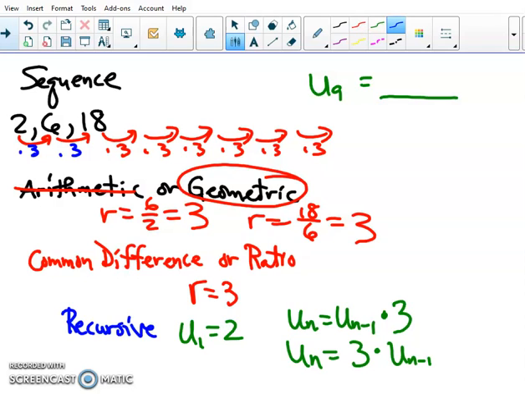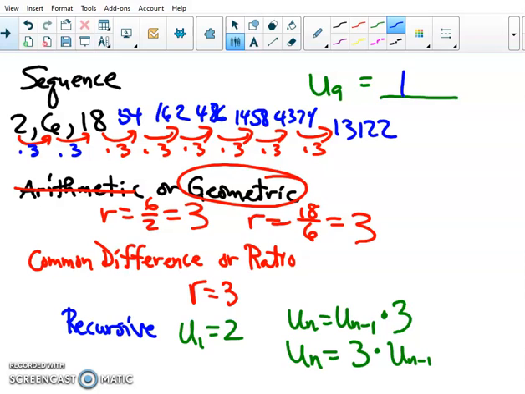So 18 times 3 is 54. 54 times 3 is 162. Times 3, if I continue this, 486. 1,458. 4,374, and then the final answer, 13,122.